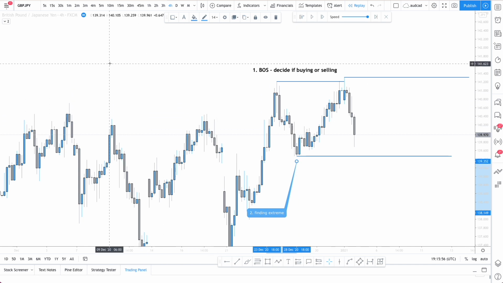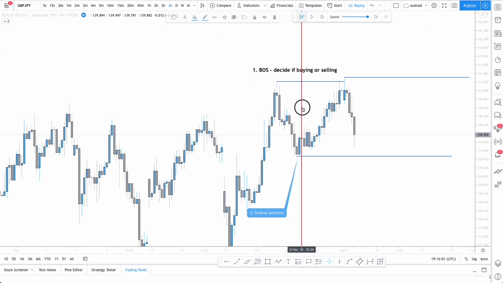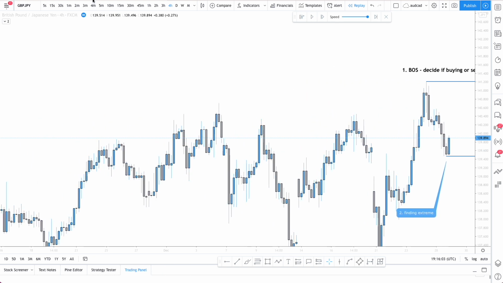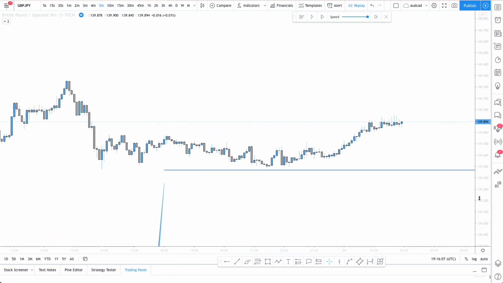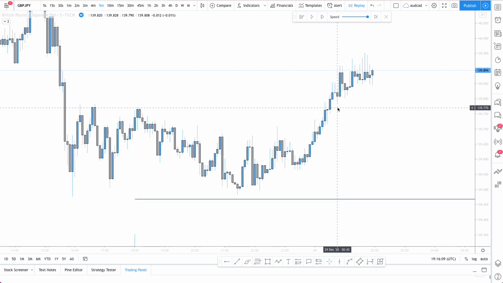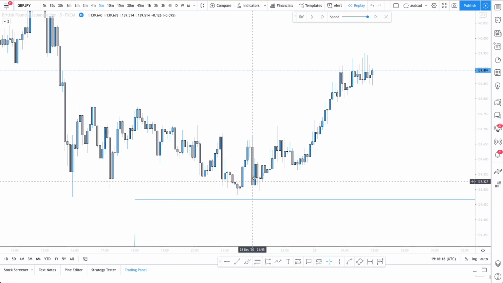So let's go all the way back to here. We're going to look for the extreme, and let's go to the 5 minute. Now I have seen this trade. Obviously, this trade isn't mine, so I'm just making that clear. You're going to look for the most extreme point, so let's go right to the bottom and work our way up.